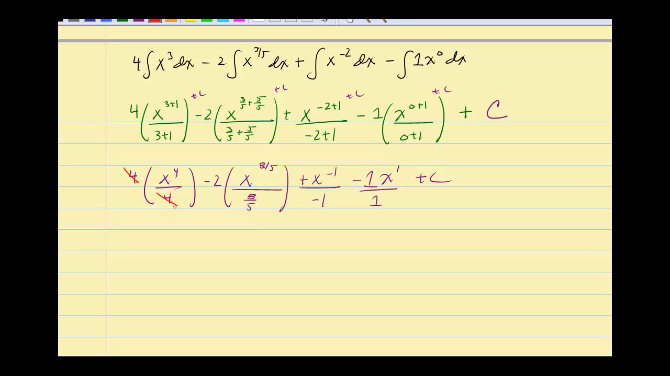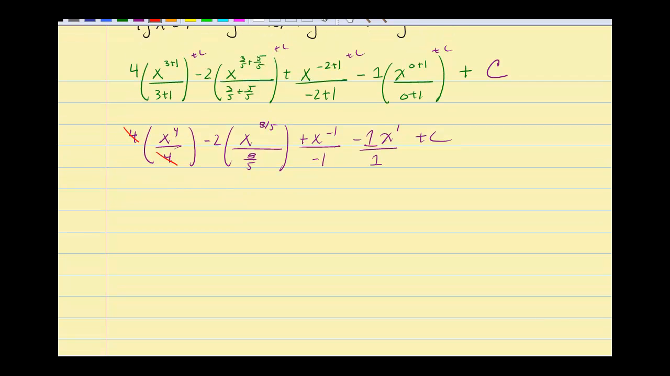Well, the 4's cancel here, so that makes it a little bit easier to write. So rewriting, I end up with x to the 4th minus 2. Now when you divide by 8/5, that's the same as multiplying through by 5/8, x to the 8/5. Now here, I don't want to leave this negative exponent, so I'm going to flip it. So x to the negative 1 becomes 1 over x, and then this minus sign pops out front. And then over here, you're not going to cancel the 1's because you just get 1 anyway. So minus x plus c.